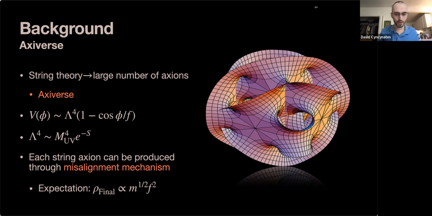Now, each of these Axiverse axions lives in the cosine potential that we looked at on the previous slide, and thus it can be produced exactly in the same way by the misalignment mechanism. This means that we expect the final energy density of those axions being produced by the misalignment mechanism to scale like the axion mass to the 1/2 power times the decay constant squared. Okay, so this is kind of the vanilla expectation.